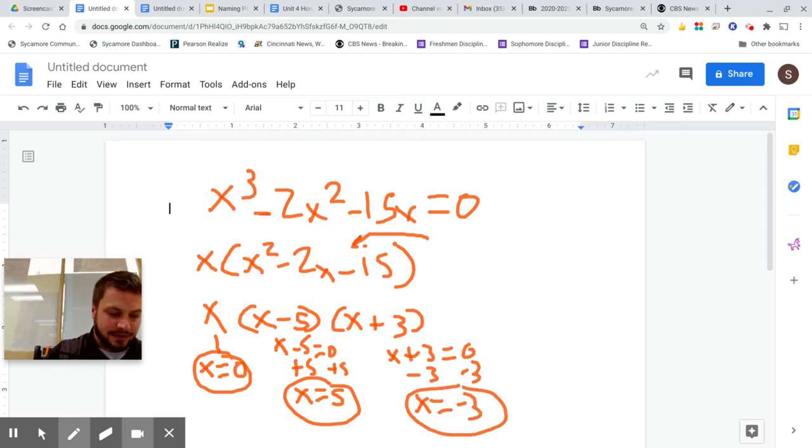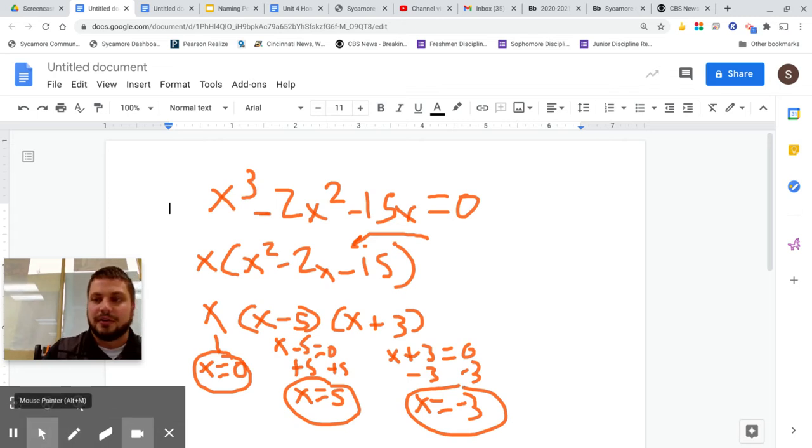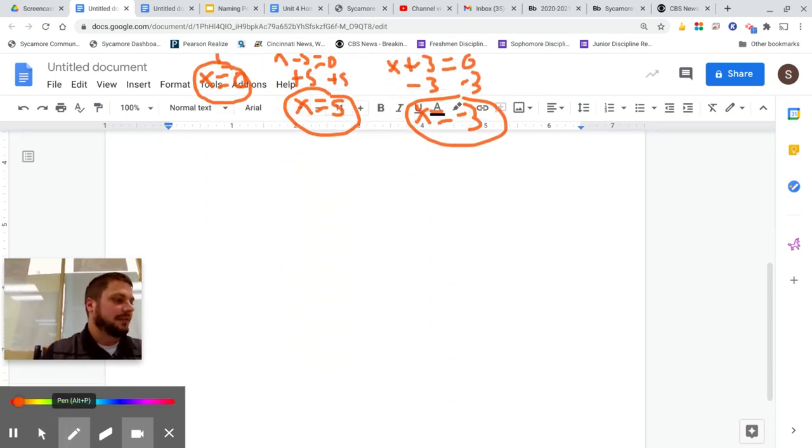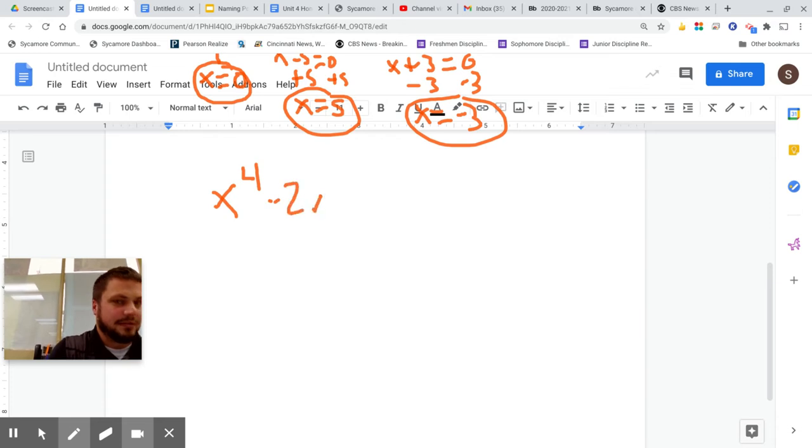So what's going to happen on all of these is your GCF is always going to involve something that has an x in it. Okay, and of course, once you pull that x out, then you're left with a quadratic that you can use one of your factoring methods to solve. We'll scroll down and do another one and give you another quick example here of something that might be a little bit different. How about x to the fourth minus 2x to the third minus 8x squared.